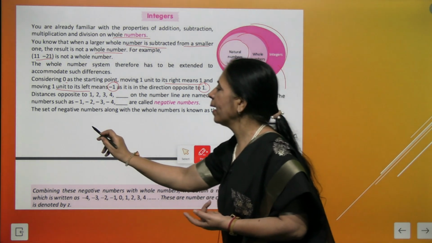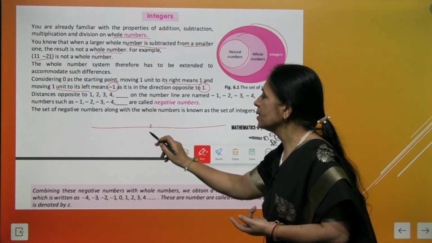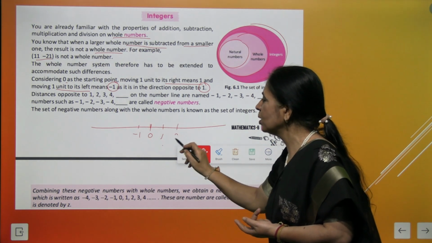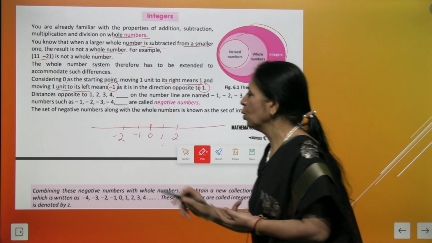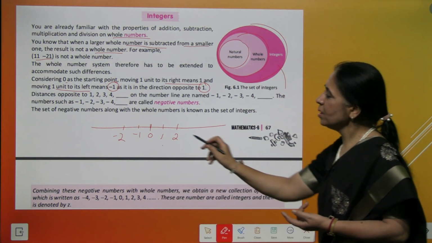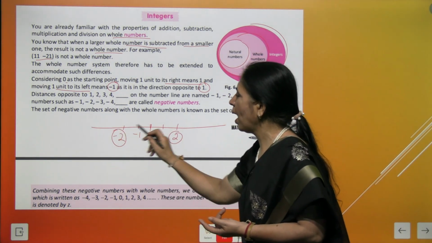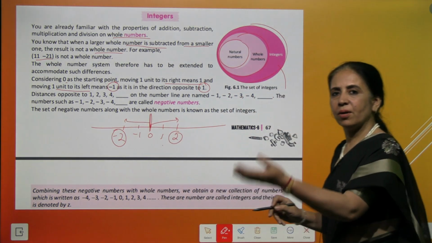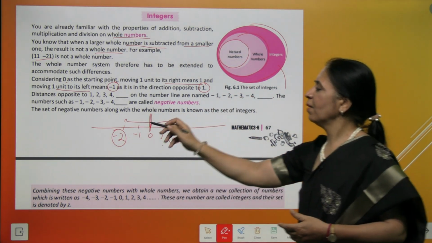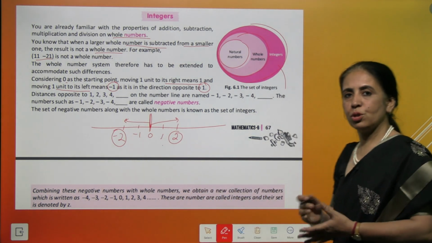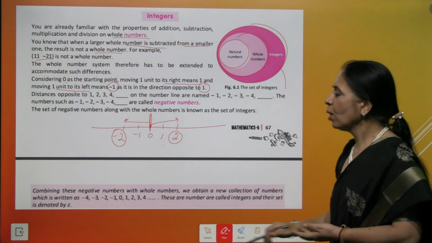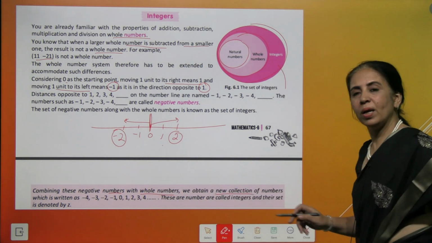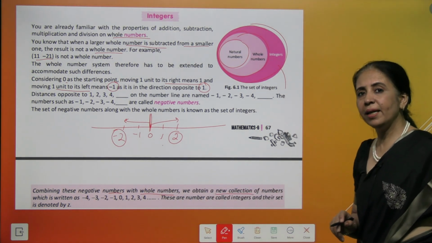I'm drawing a number line here and this is the center. We write here 1, we write here -1. We write here 2, we write here -2. So we say that this 2 and -2 are at equal distance from point 0 and one is in the right direction, another is in the left direction. So they are opposite of each other. Now combining the negative numbers with whole numbers, we obtain a new collection of numbers which are called integers.